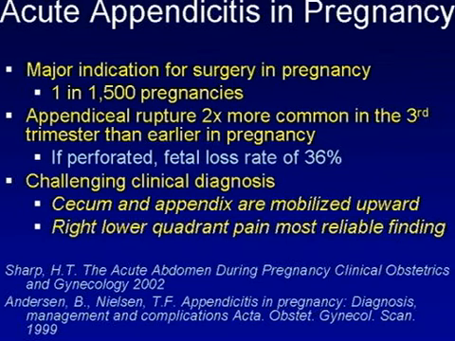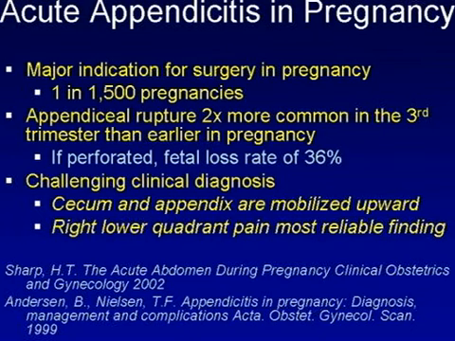As far as acute appendicitis in pregnancy goes, it's reported to occur in about 1 in 1,500 pregnancies. Appendiceal rupture is more likely to occur in the third trimester, and if the appendix is perforated, it is associated with a fetal loss rate of up to 36%. So this is a diagnosis that we don't want to miss.